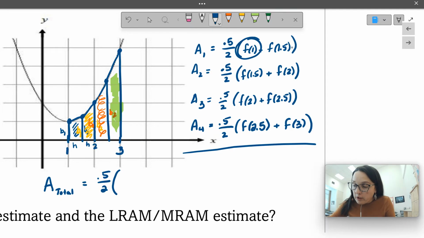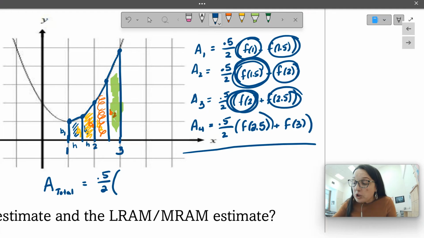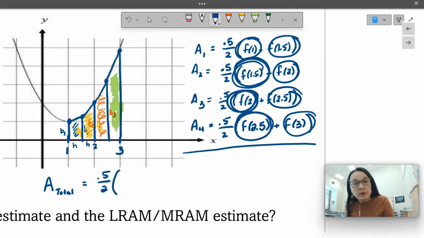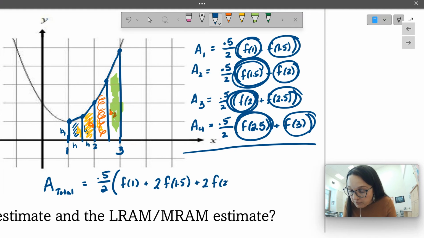I'm adding f of 1 plus f of 1.5, plus f of 1.5 again, plus f of 2, plus 2 again, 2.5, 2.5 again, f of 3. Every interior height, which becomes a base of the trapezoid, is doubled. The endings are singles. So if I want to find the area of all these trapezoids, I'm going to have f of 1 plus 2 f of 1.5 plus 2 f of 2 plus 2 f of 2.5 plus an f of 3.